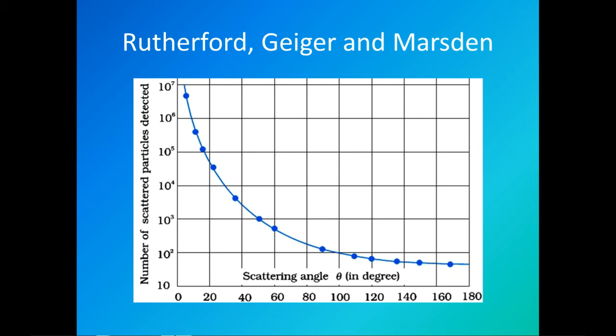Okay, we've got going vertically the number of particles that were scattered, and as we go further across to the right, we still find that some of the particles were getting bounced back at extreme angles, even coming back right at the alpha source itself. So what did that tell us?